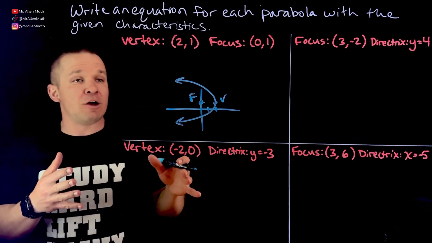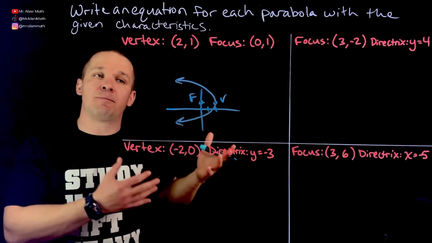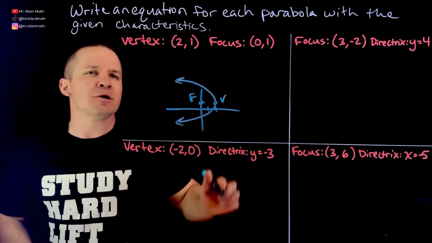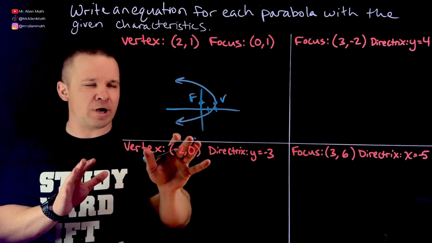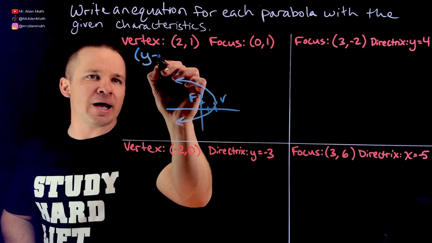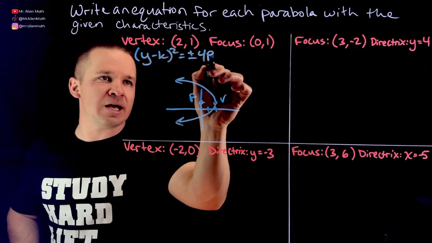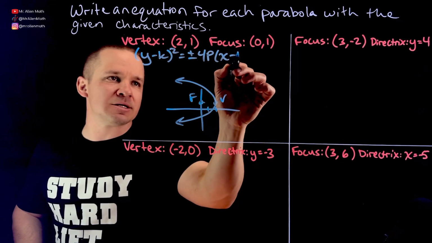So if it's opening to the left, that means that my x is the non-squared part, and it's negative. I'm going to write out the general equation right now. We've got (y minus k) squared equals plus or minus 4p times (x minus h).